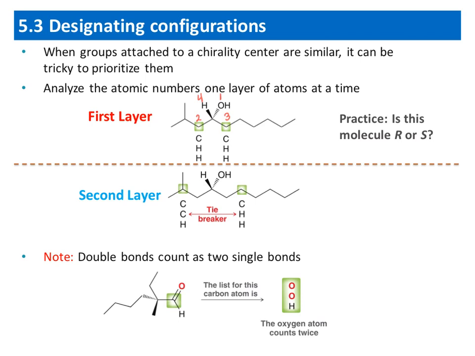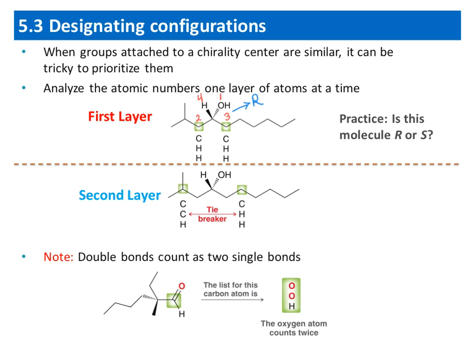Let's assign R and S for this center. So I need to count 1, 2, 3. The movement is counterclockwise, so I can assign S. Now let's look at the lowest priority. It's coming towards us, so I need to reverse it or flip it. Therefore, this is R.